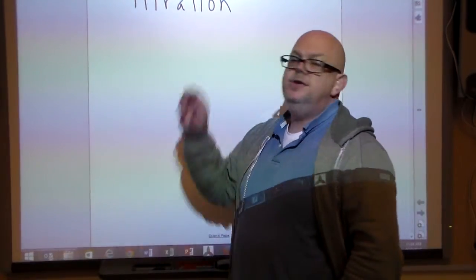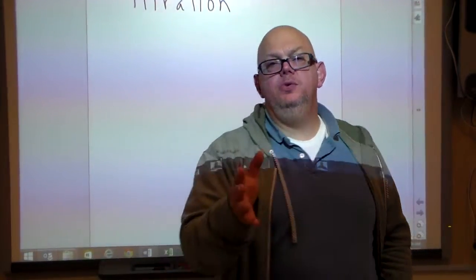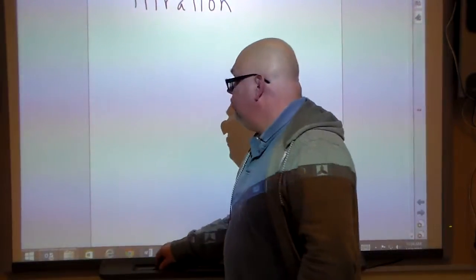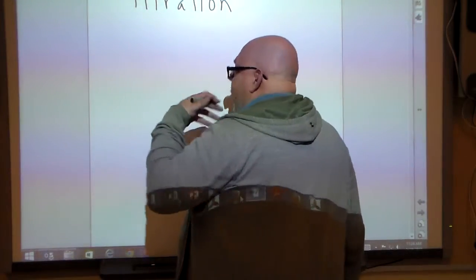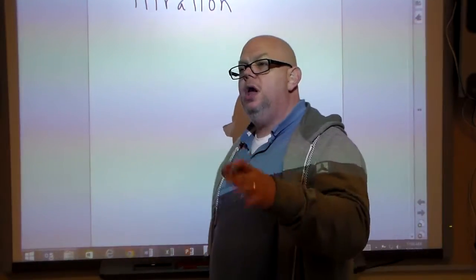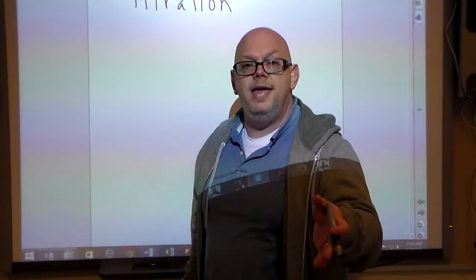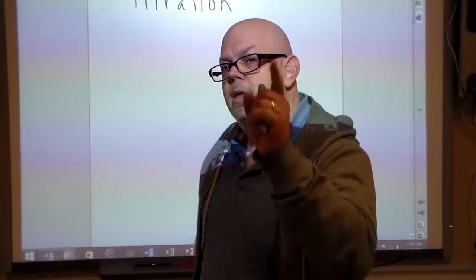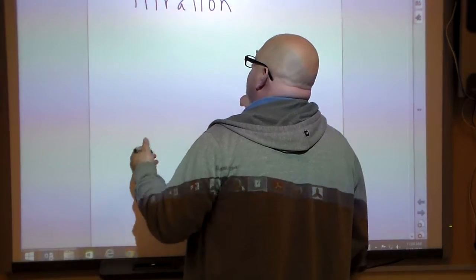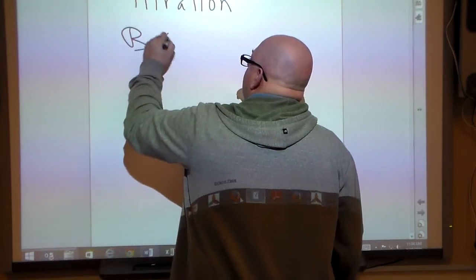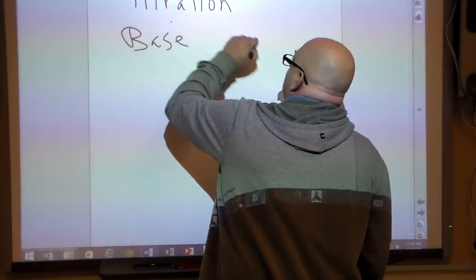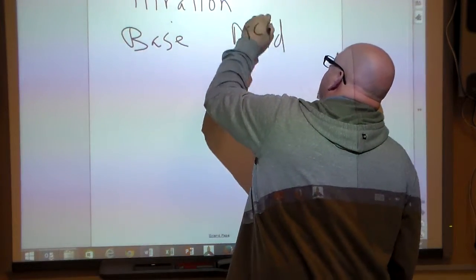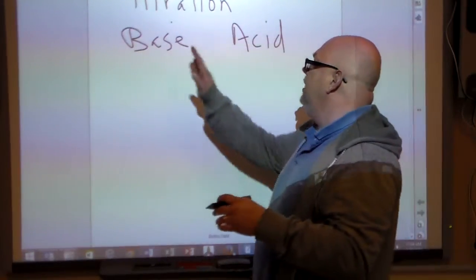Okay, titration, it is a process. It is a process that is used in the lab, but it's also used in everyday life as well. We try to find the concentration of an unknown acid or an unknown base by comparing it with an acid or a base that we already know the concentration for. So titration is going to involve a base and an acid.